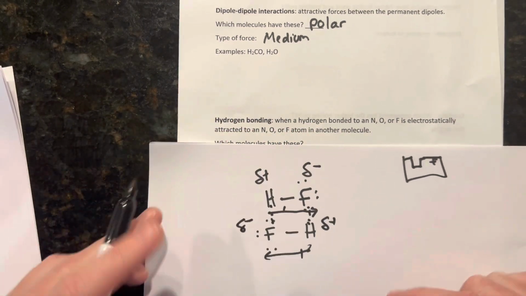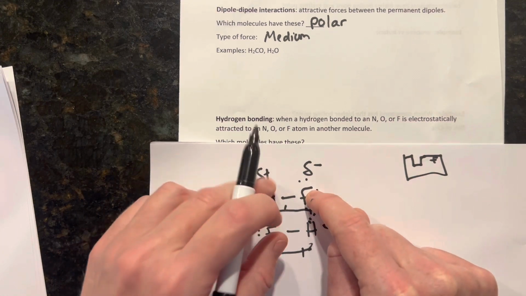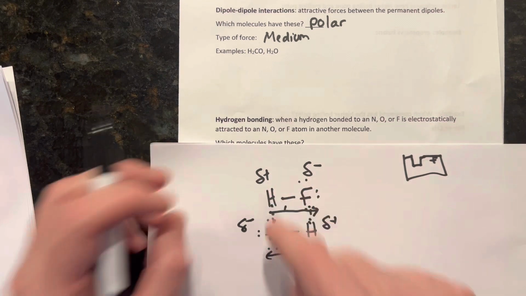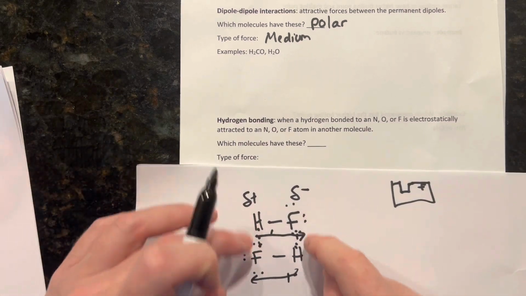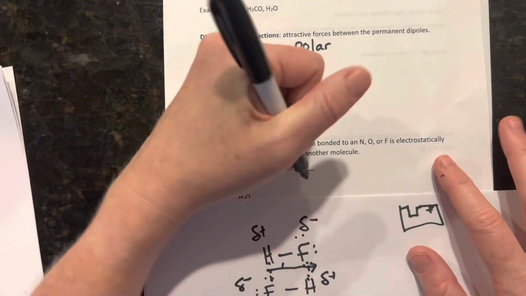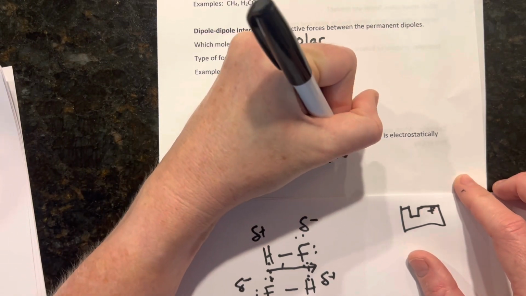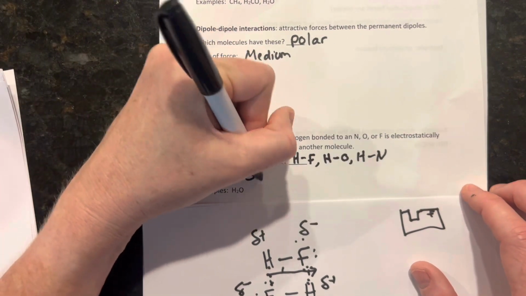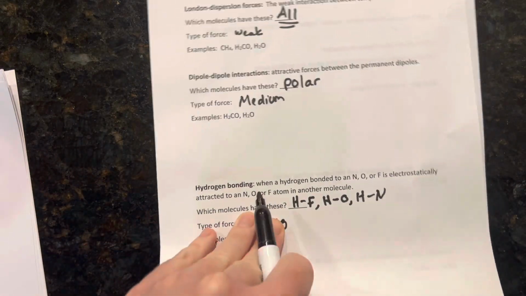It's like two magnets, except this is much stronger because fluorines, oxygens, and nitrogens, when bonded to a hydrogen, become pretty strong negatives, making those hydrogens pretty strong positives. And so this is a much stronger magnet than any of the other two examples we talked about. So which molecules have these? Again, anything with HF, HO, and HN. And the type of force is strong.